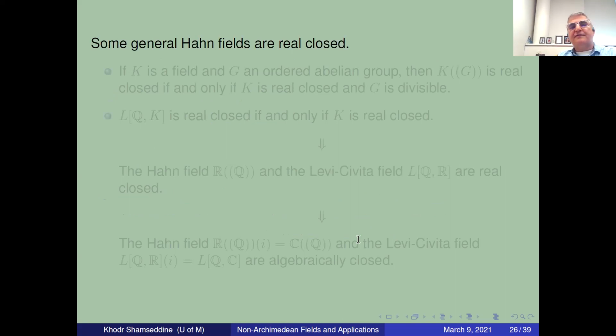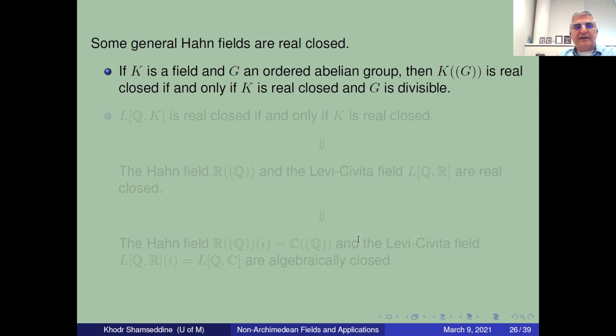Some general Hahn fields are real closed. I will say exactly when we can assure this is the case. If K is any field and G an ordered abelian group, then the general Hahn field is real closed if and only if K itself is real closed and G is divisible.